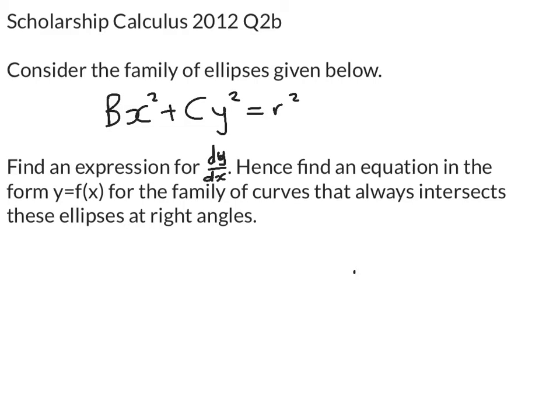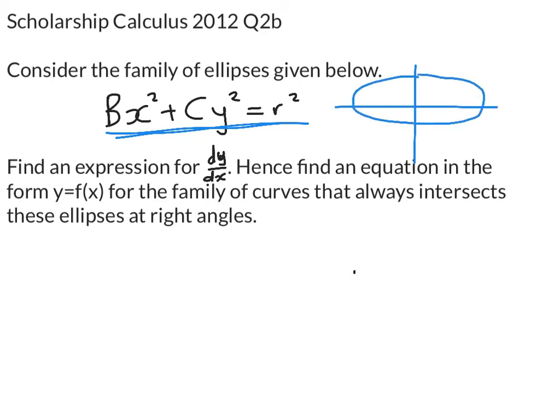We've got a family of ellipses given by this, and all you really need to know is what an ellipse looks like. So an ellipse looks like this. b and c and r are constants. We're asked to find an expression for dy by dx, so the gradient anywhere on one of those ellipses. Hence, find an equation in this form for the family of curves that always intersects these ellipses at right angles.